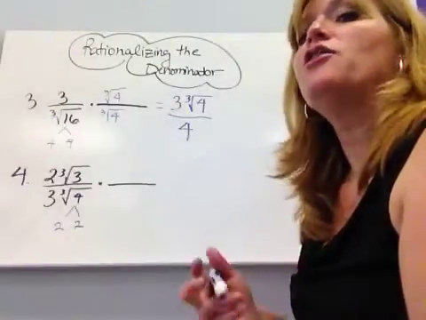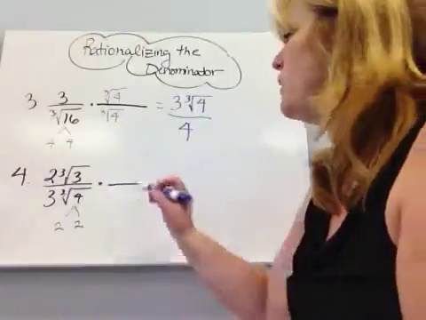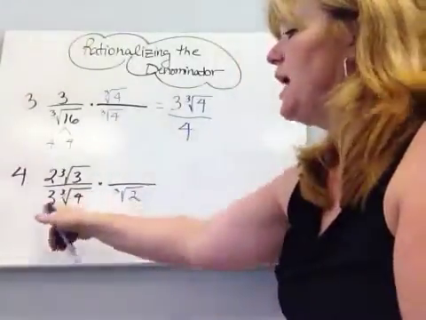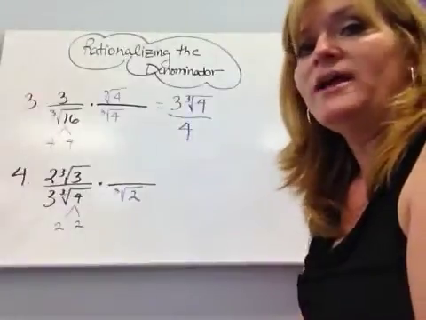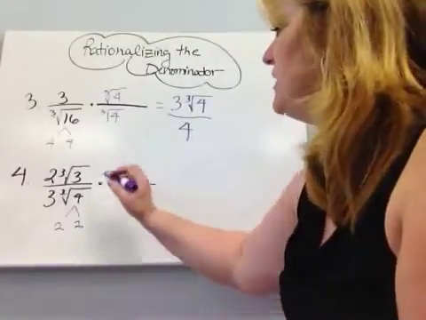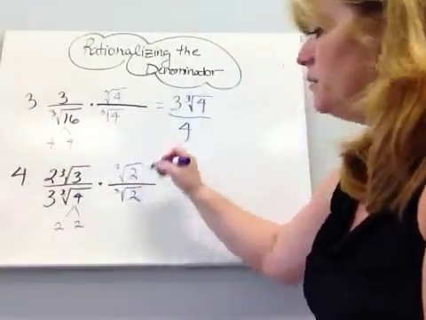I need to have three 2's because my index is 3, to get rid of that cube root. So I'm going to multiply this by the cube root of 2. You do not need to use the 3 again. The whole idea is you're just trying to get rid of that radical. So now the top is going to be the same thing, the numerator, because this is my smart 1.